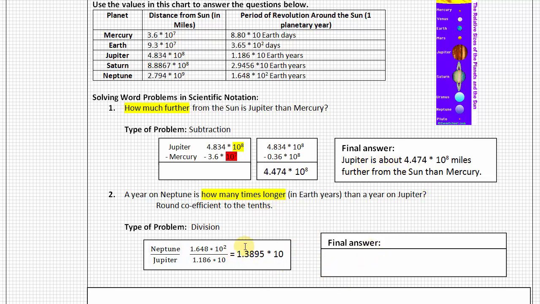Now that we've done our math to figure out how many times longer a year on Neptune is than the year on Jupiter, we're going to go ahead and write that out as a complete sentence. Something to the effect of a year on Neptune is about 1 and 3,895 ten-thousandths times 10 times longer than a year on Jupiter.